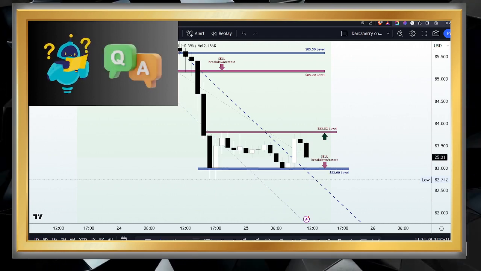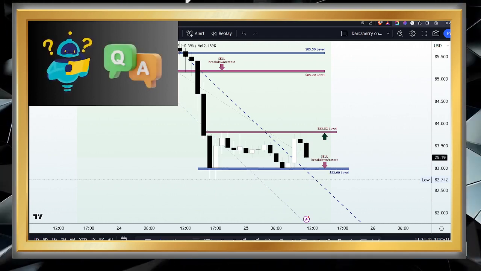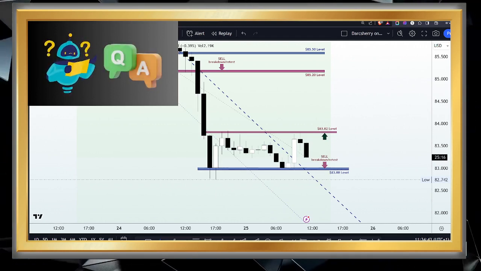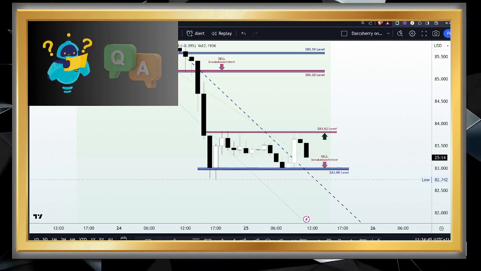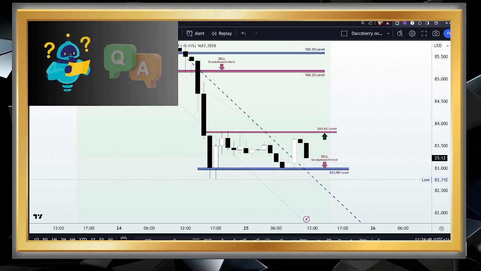So, in the absence of any other questions, I want to assume that we are all on the same page, and in that regard, we shall be moving on to the next asset on our watch list.